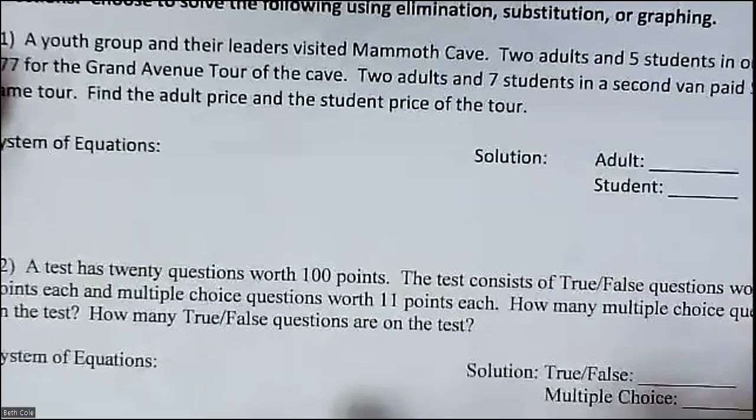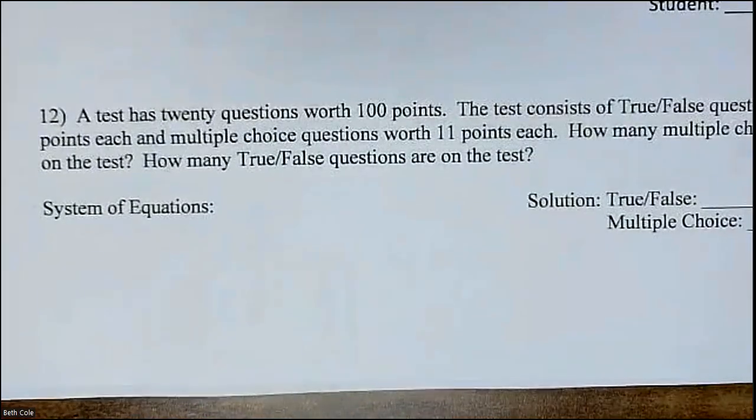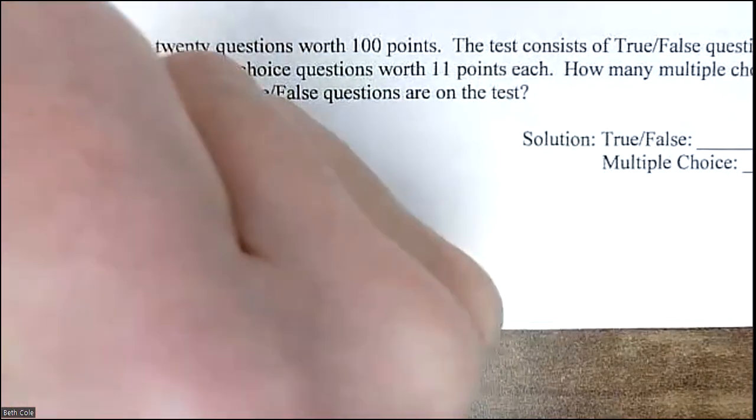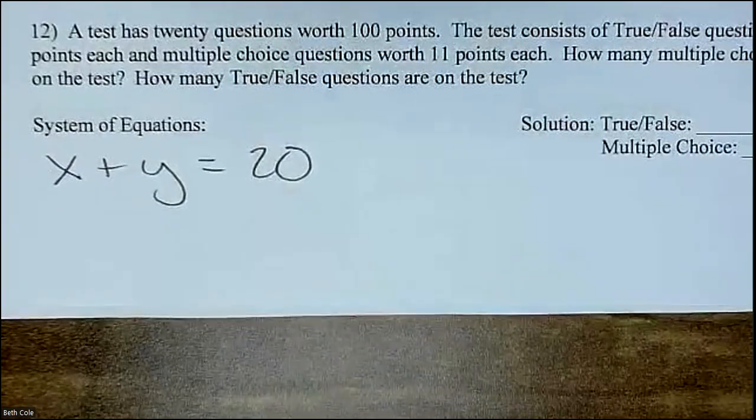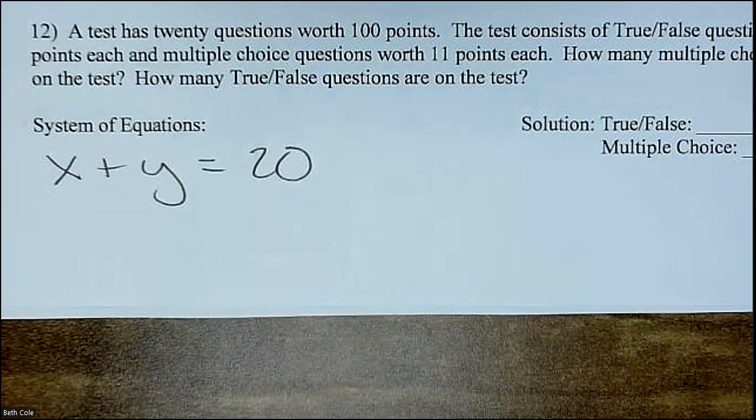All right, let's do number 12. Again, I'm leaving some of them for you guys to try for next time. A test has 20 questions. That means x plus y equals 20. That was the thing that everybody was missing when we were doing the Delta Math. In this class in particular. Okay, so let's try to remember that. If there's a total of 20, x plus y equals 20. Coming with me on that?